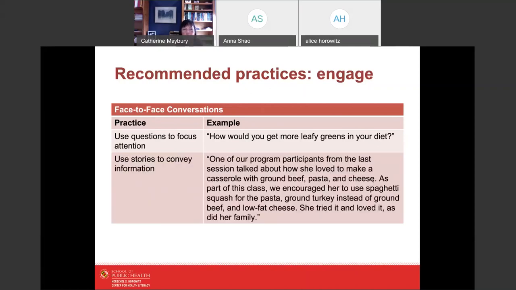And then we can use stories to convey information. Stories help listeners relate to and remember the information that we're telling them. So we could say something like, one of our program participants from the last session talked about how she loved to make a casserole with ground beef, pasta, and cheese. As part of this class, we encouraged her to use spaghetti squash for the pasta, ground turkey instead of ground beef, and low-fat cheese. She tried it and loved it, as did her family. So you can convey the same information in a story as you would if you were just giving guidance, but the story helps people remember and relate to it.